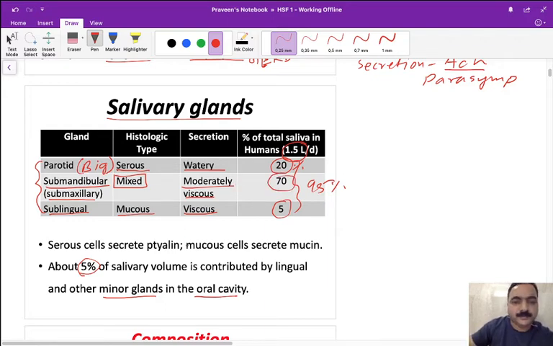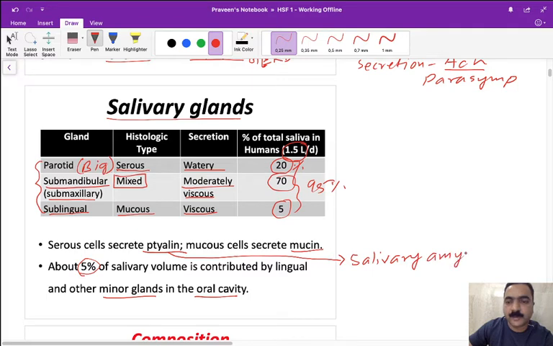So now what do they secrete? The serous cell secretes ptyalin, and the mucous cell secretes mucin. Ptyalin is otherwise called salivary amylase, which helps in carbohydrate digestion. Mucin is a glycopolysaccharide. Another enzyme that we have in the saliva is lipase. This is for lipid digestion and the amylase is for carbohydrate digestion.